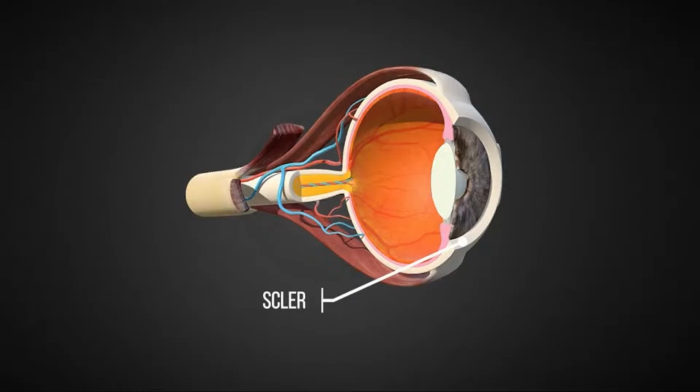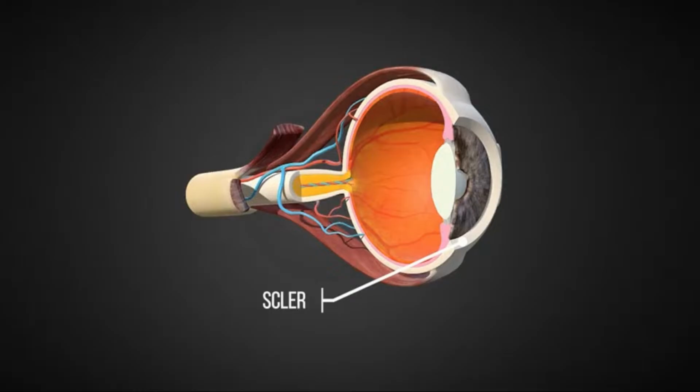Middle vascular tunic, uvea. Situated beneath the fibrous tunic is the vascular layer, also known as the uvea, which comprises the choroid, ciliary body, and iris. The choroid is a pigmented layer rich in blood vessels that supplies oxygen and nutrients to the retina while absorbing stray light to prevent image blurring.